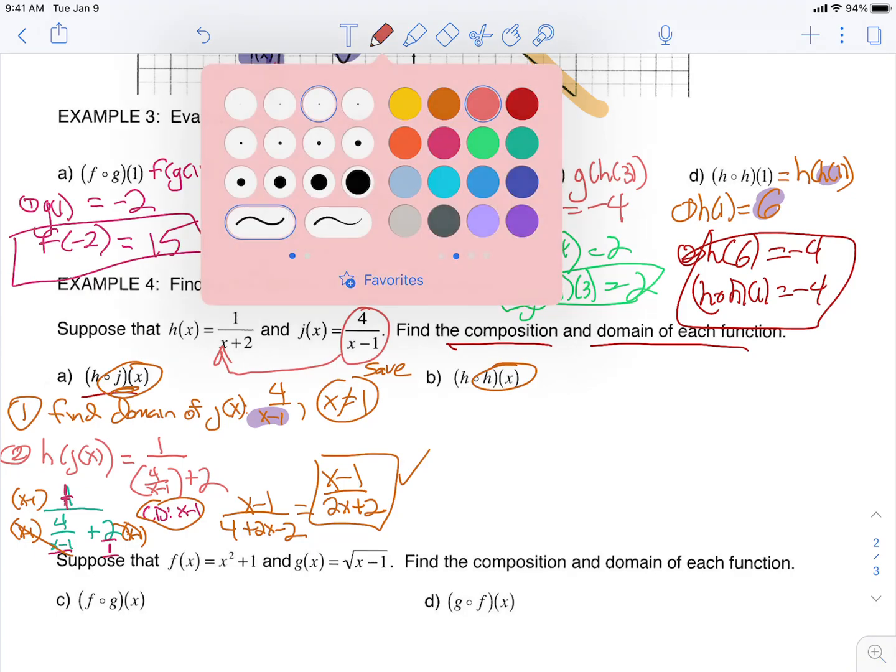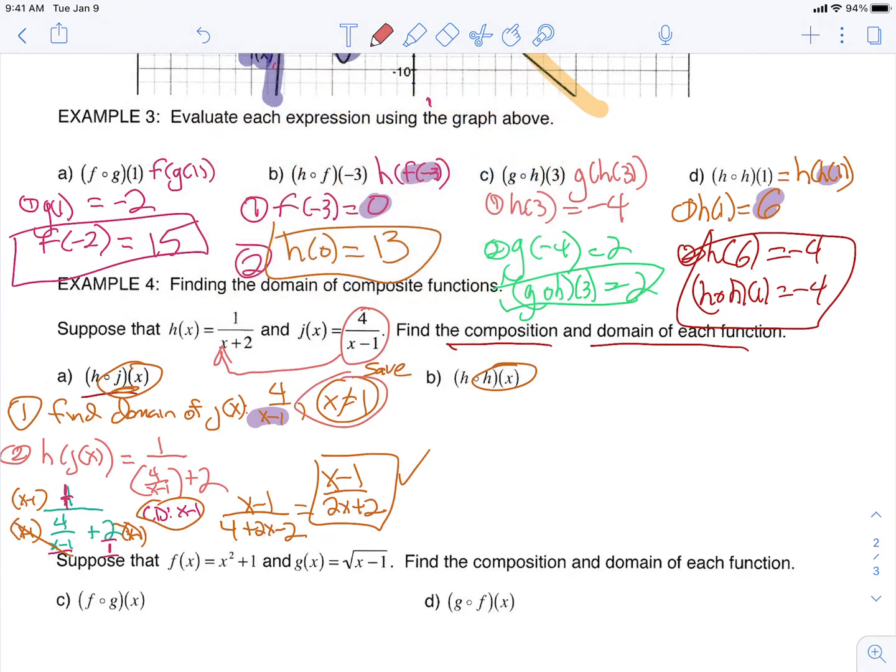I still didn't find the domain. Remember I said save this for later? Well, my domain is going to be the combination of both of these domains. So it's going to be the combination of the domain of j of x and the domain of my new composite function, h of j of x. So now I get to find what is the domain here? Well, 2x plus 2 can't equal 0. 2x can't equal negative 2. X can't equal negative 1.